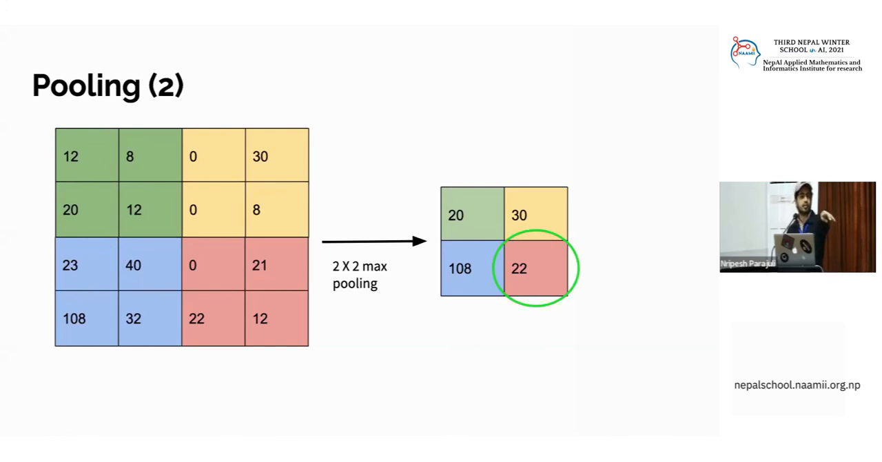Is there a mic nearby? Hello. Hello. Since we are only considering one numeric out of 4, are we not losing information, since we are only taking the maximum of that particular thing?